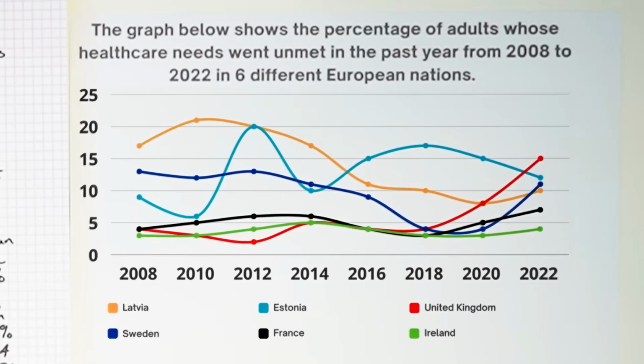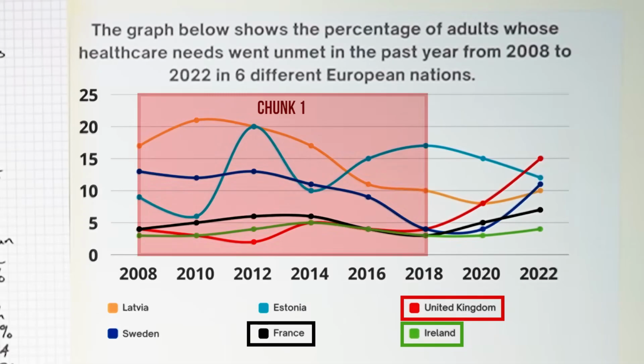So let's use chunking with the remaining 3 countries: France, United Kingdom, and Ireland. So chunk number 1 is kind of between 2008 and 2018. It's quite boring. It's just not much happening. It's just staying relatively flat. But in this period, 2018 to 2022, things start to change dramatically for these 3 countries. So that's exactly what we want to write about.